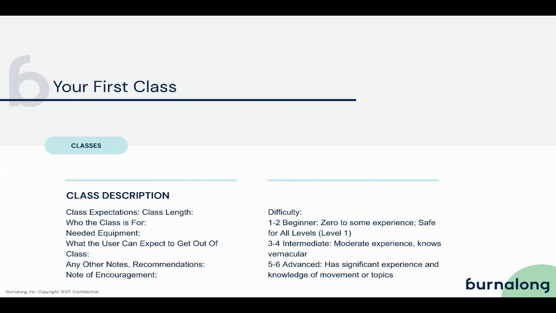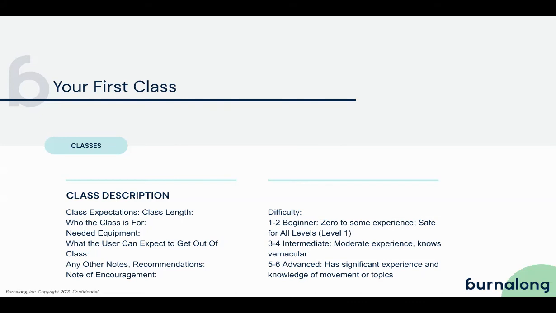Then talking about difficulty. 1 and 2 is beginner, 0 to some experience, or if it's safe for all levels, that's going to be level 1. 3 to 4 is intermediate, moderate experience. If they've been into your office maybe a couple of times, they know the verbiage that you're going to be using. And then 5 and 6, advanced, should have significant experience before coming to your class.